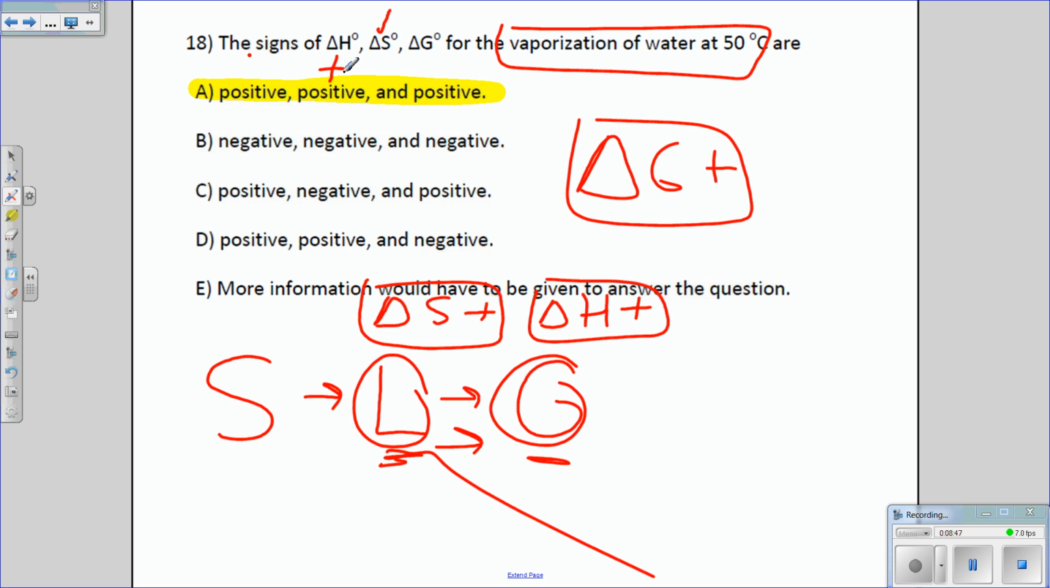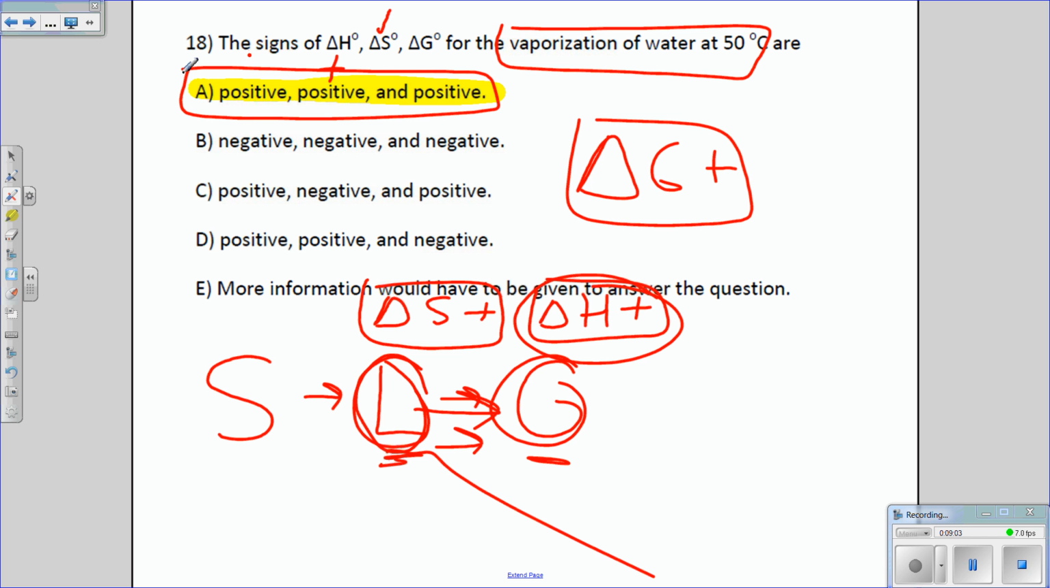Delta H is also positive because in order to change states of a substance, you have to add kinetic energy or heat, which increases the distance. So if you're going from a liquid to a gas, the delta H value is positive as well. So that's why A is the correct answer.